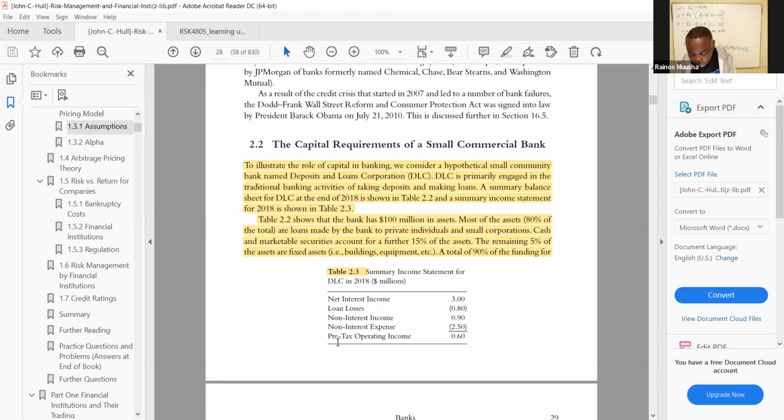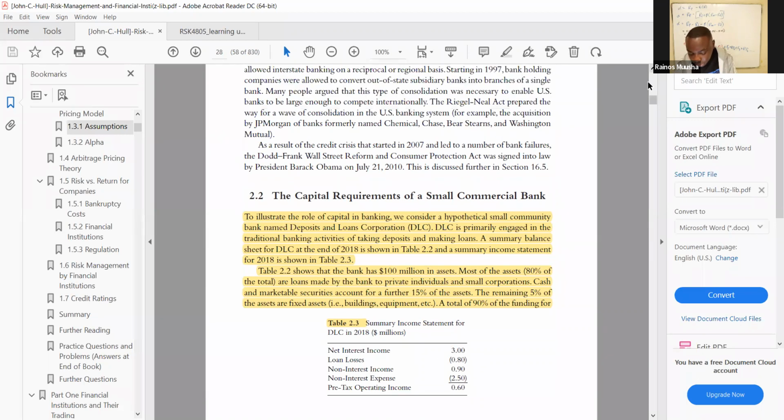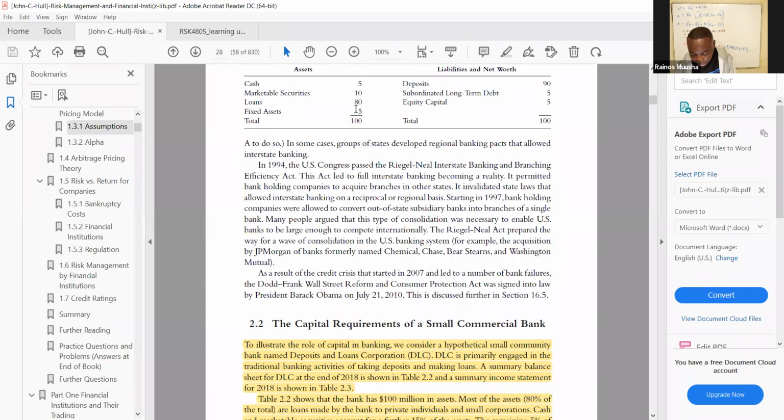So this gives us a pre-tax operating income for this bank, which is equal to 0.6. Here they say, table 2.2 shows that the bank has 100 million in assets. So the bank has 100 million in assets. And if you check on the asset table there, the 100 million in assets is basically what they're showing us, the breakdown of these assets, which is equal to 100 million.